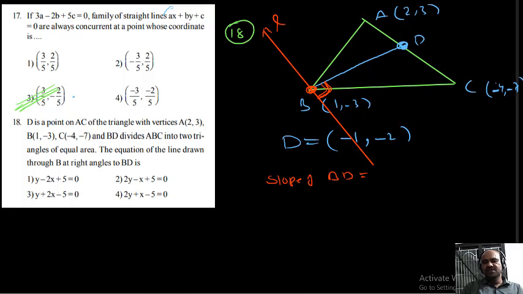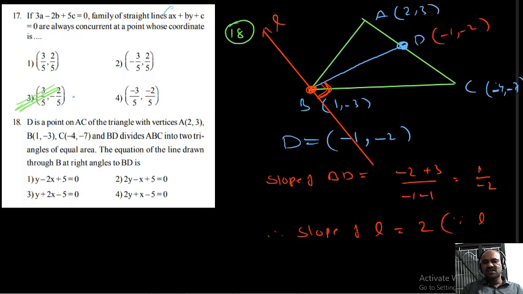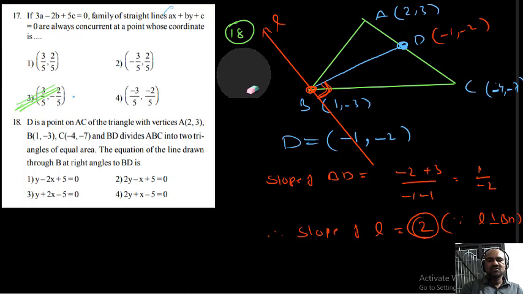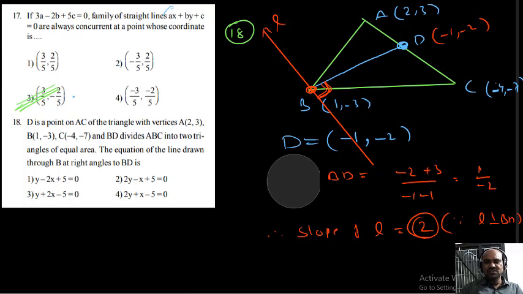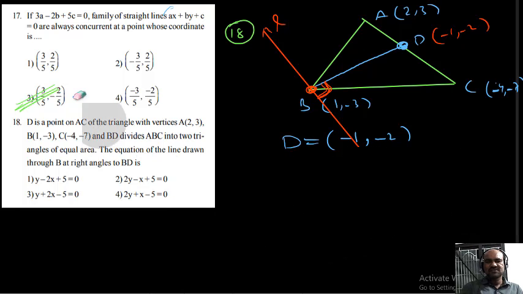Slope of BD equals, where is D? Here I want to write (-1, -2). So (-2+3)/(-1-1), that is equal to 1/(-2). Therefore, slope of L equals 2, since L is perpendicular to BD. Now we have the slope and a point, so directly you can find the equation. Slope is 2, remember it.